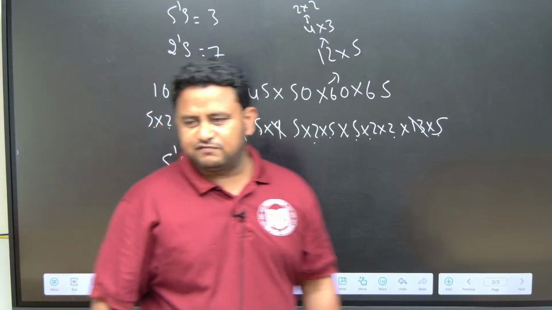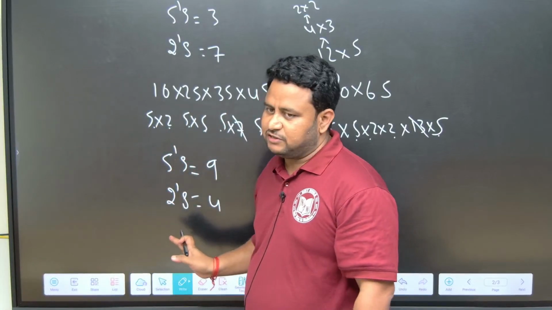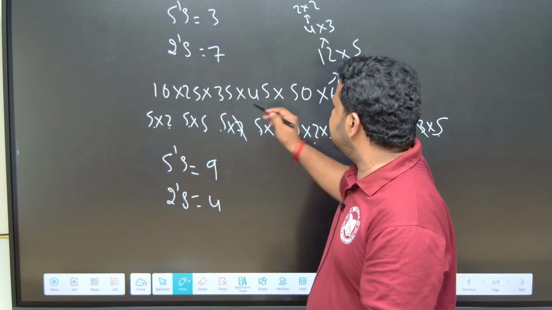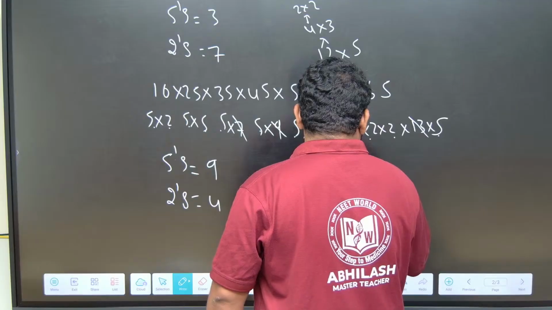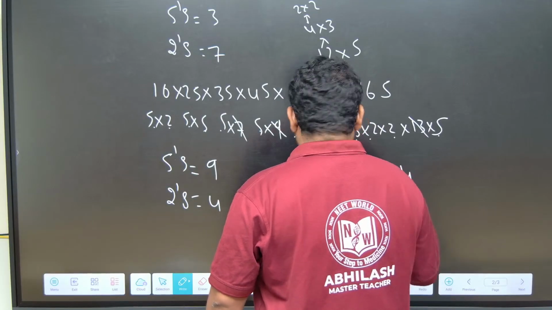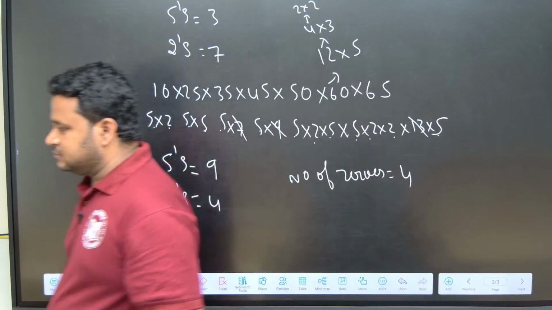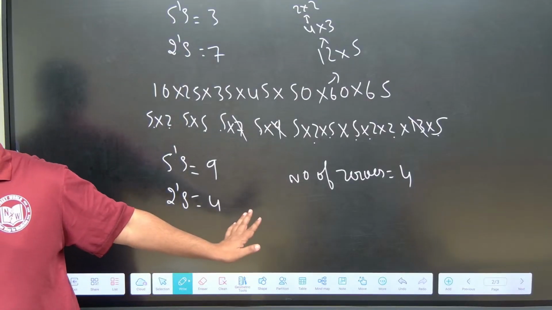Out of 9 and 4, what is the least value? 4 is the least value. So how many zeros are there? The number of zeros is equal to 4. Okay, this is one type of thing which you can solve very easily now.